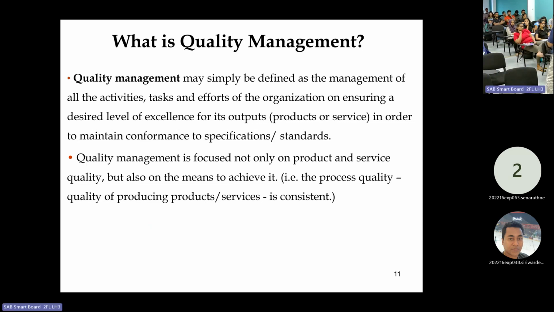Not only product quality and service. What is the process quality? We'll discuss more about it. Right?